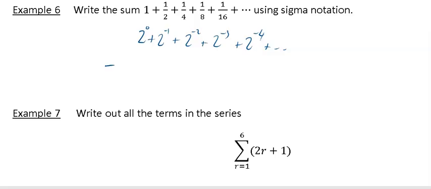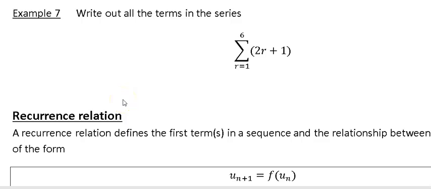So what we have really is 2 to the power of minus r, from r is equal to 0, and then it goes on, dot dot dot shows it goes on forever, so infinity, so your wee infinity sign on the top. That's it. Example says write out all the terms of the series.